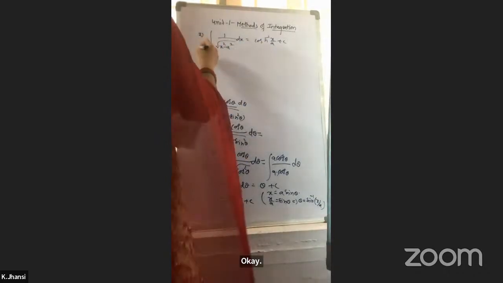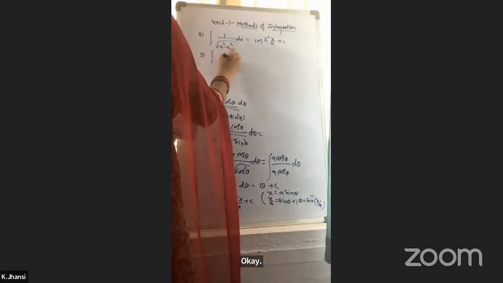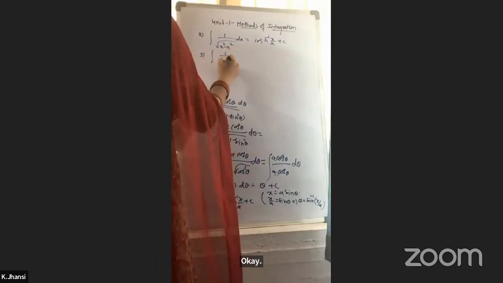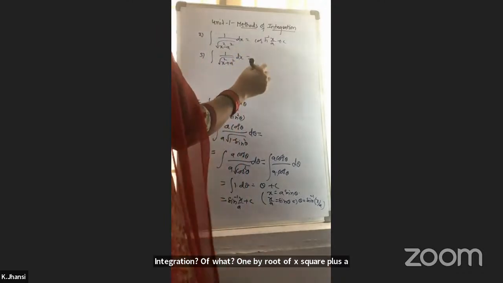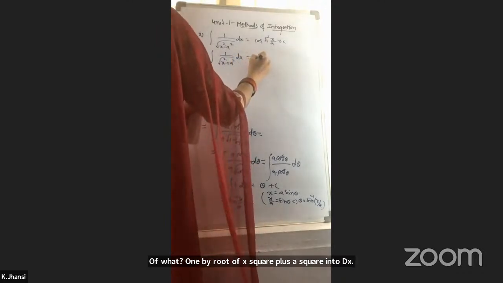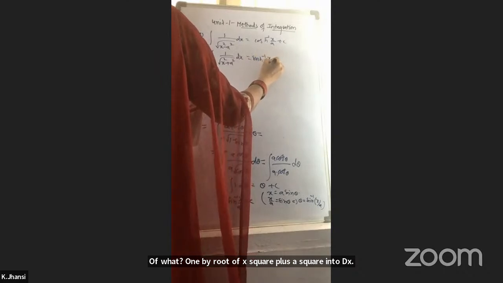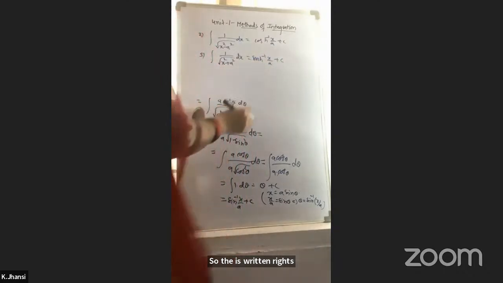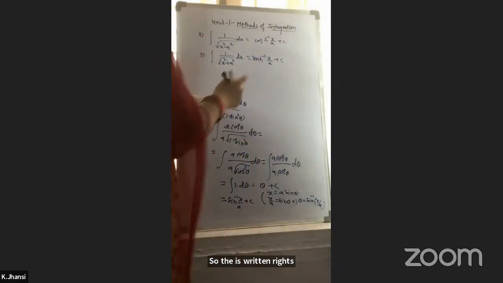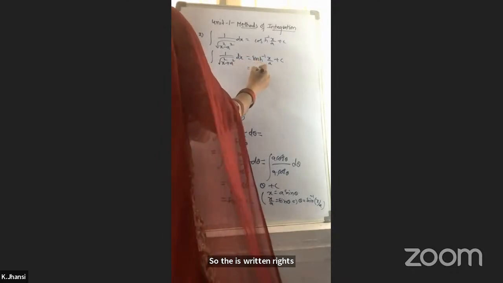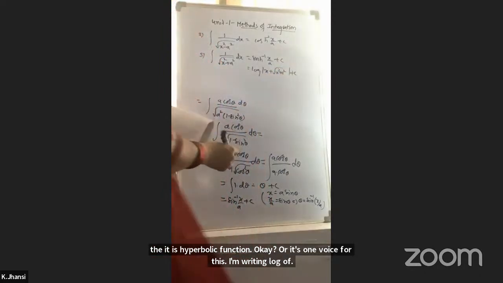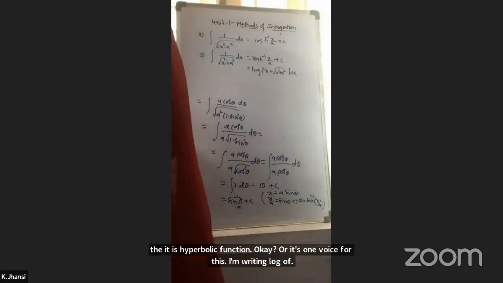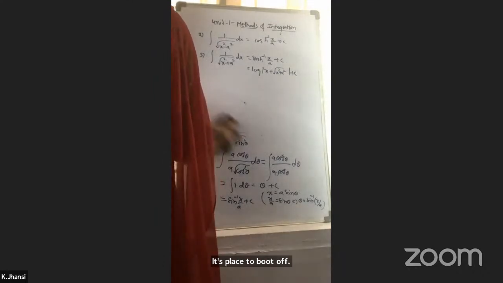And the third one is the integration of 1 by root of x square plus a square into dx. So you can write this as sin h inverse x by a plus c. H here is the hyperbolic function, okay? Or else, one more form for this I am writing: log of x plus root of x square plus a square, plus c. If you see the textbook, you will have all these formulas.